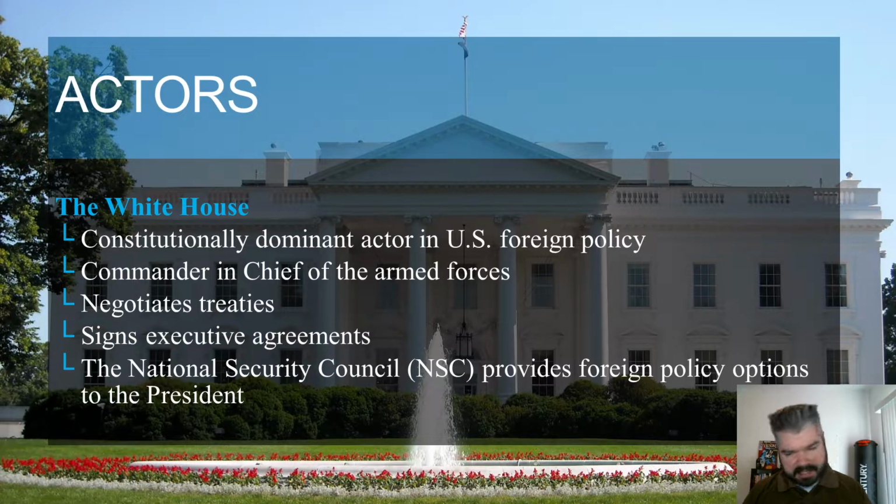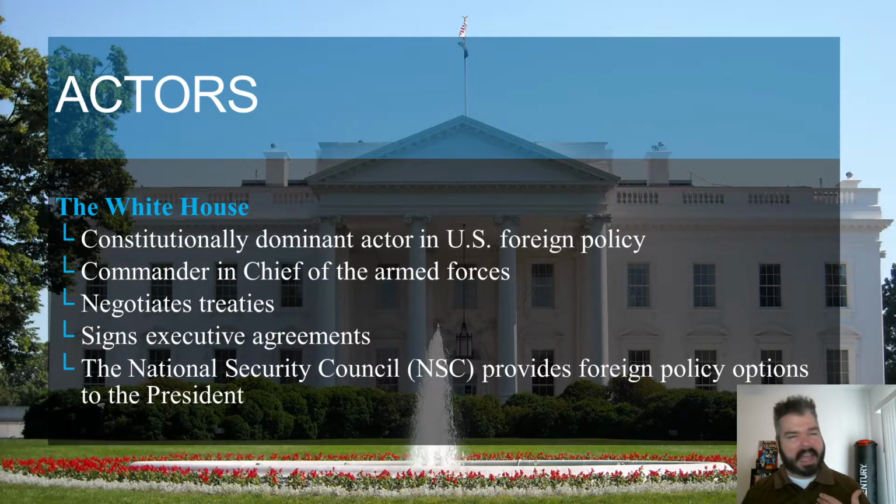Official treaties, yes, they get the advice and consent of the Senate, but they originate with the president going and seeking that treaty with another nation. The president signs executive agreements with foreign nations, which does bypass that Senate. We've already spoken about that in a previous lecture. The National Security Council, the NSC, is a part of the executive branch, which is a part of the White House. They provide foreign policy options to the president.